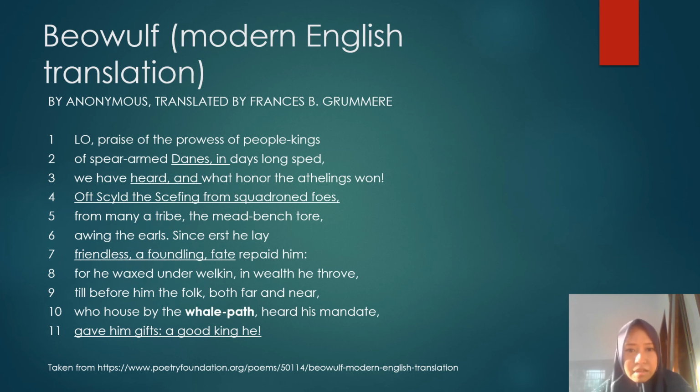The metaphor can be seen in the last two lines here. Whale path: this is another name for the ocean. They called oceans the whale path. That's the metaphor. And then we look for the alliteration. The alliteration can be seen in line 7: friendless, a foundling, faith, the repetition of the initial consonant F. And then last, we can look for the caesura, or the pause, the break in the middle of the lines here. Okay, this is the caesura.